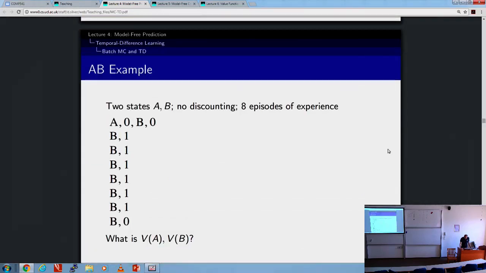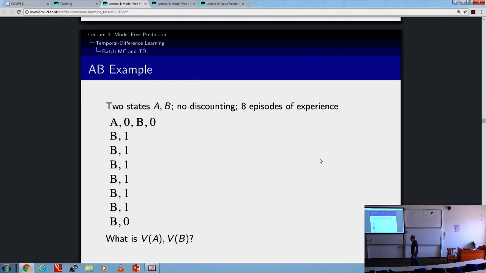Let's say we have a very, very simple MDP. I have two states, A and B. There's no discounting. The numbers show the rewards. And I lived through 8 episodes of experience, and these are my episodes. I go to A0, B0, and then I go to a bunch of B1s. And I live through a B0. Those are the ends of the episodes, so they're very short episodes. I have a 2-step episode and then a bunch of 1-step episodes.